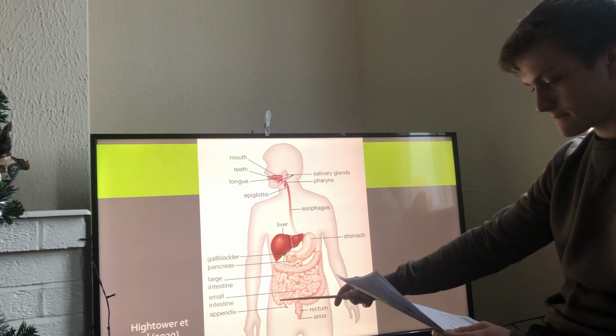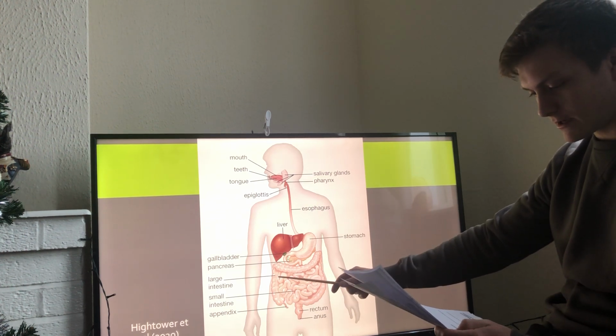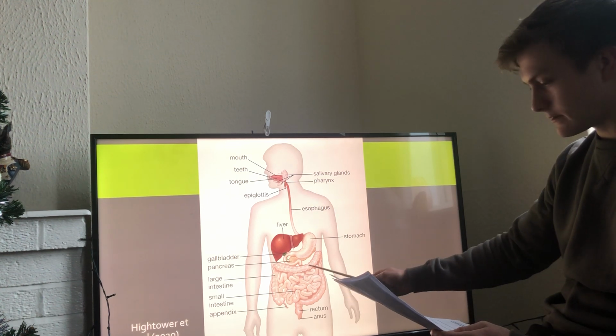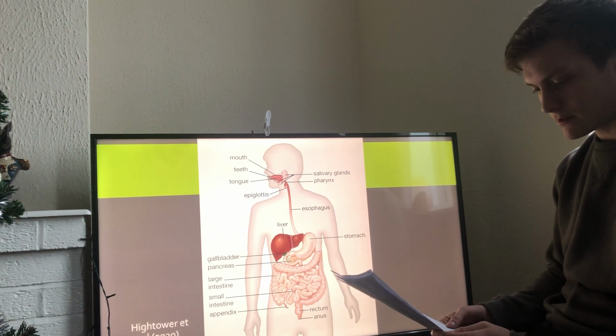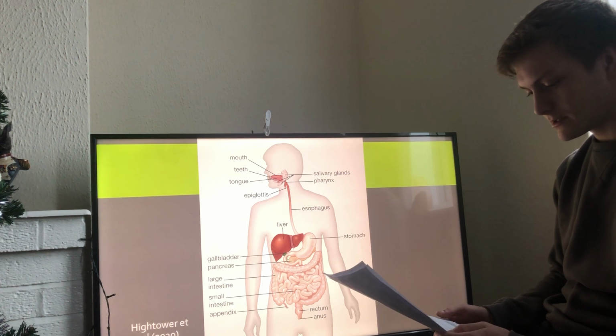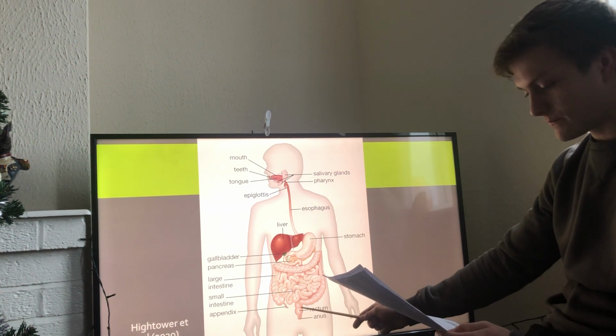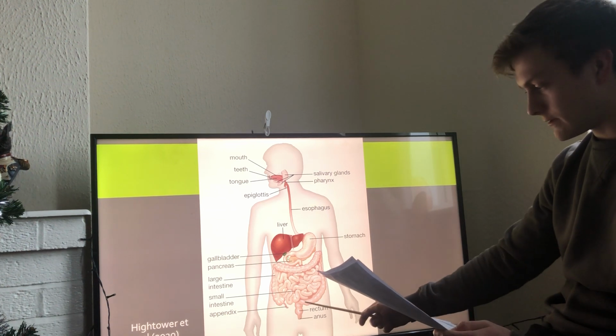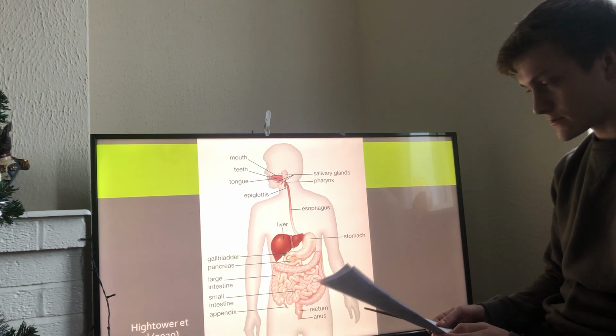Ascending colon absorbs the remaining water and other nutrients to form a stool. Transverse colon absorbs water and salts and forms a stool. Descending colon is a storage area for feces. Sigmoid colon moves stool into the rectum.